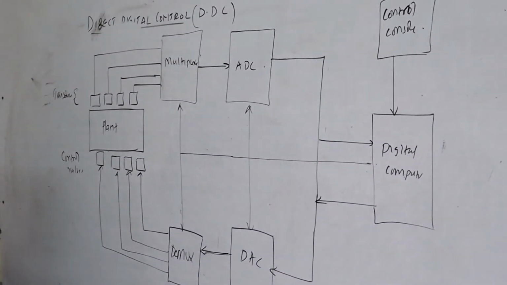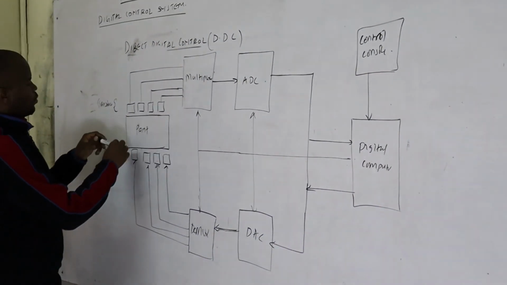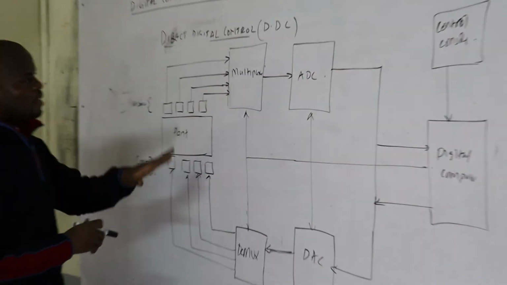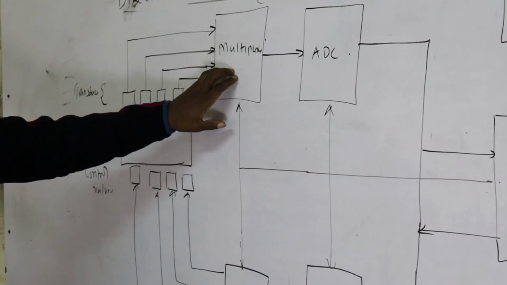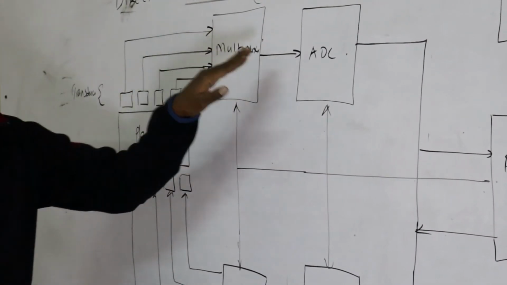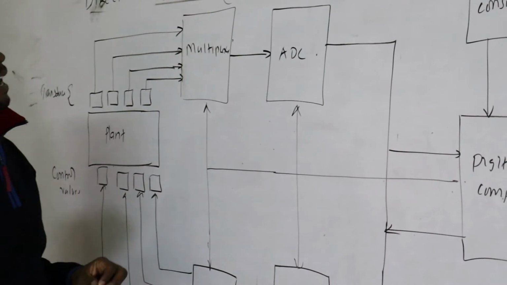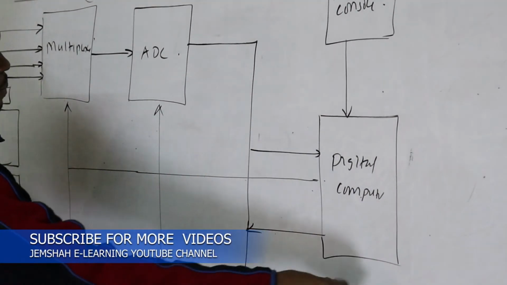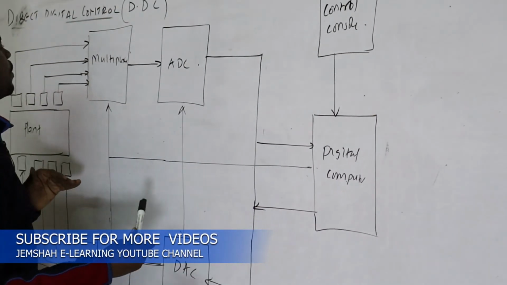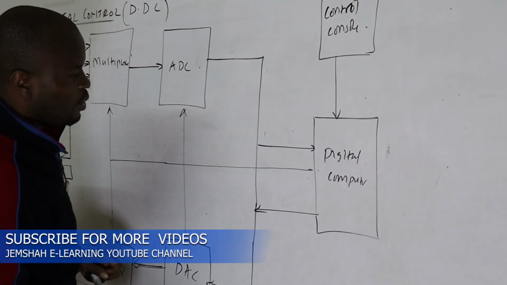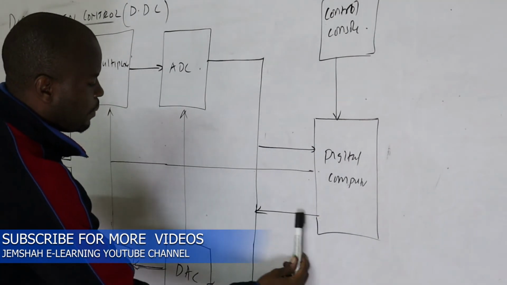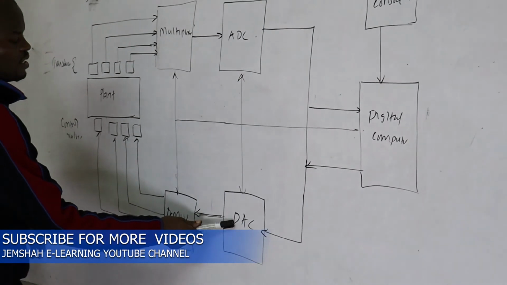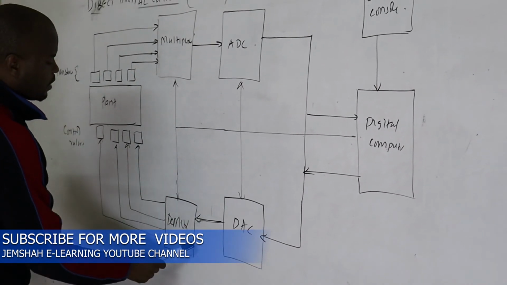So you'll find that whatever input we have at the sensors will be taken to the multiplexer, converted by the ADC. Then whatever we have there will be compared. At this point, we have a program. It will be compared with the set point for each and every physical quantity that we are measuring. So after comparison, it will be taken back through the digital to analog converter, converted to analog.